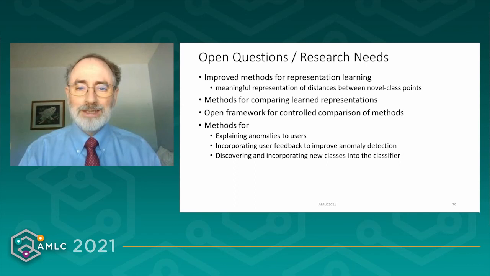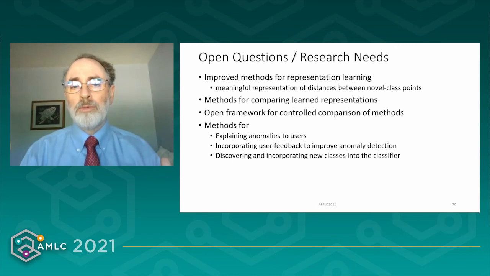And it would be particularly wonderful if we could have an open framework where we could do controlled comparisons of these methods. Because as you can see, I couldn't build you just one table showing the comparison of all these methods because everyone is using different setups, and some are using the OOD setting, some are using the open category setting. And if we can get all that working, there are still many other questions.